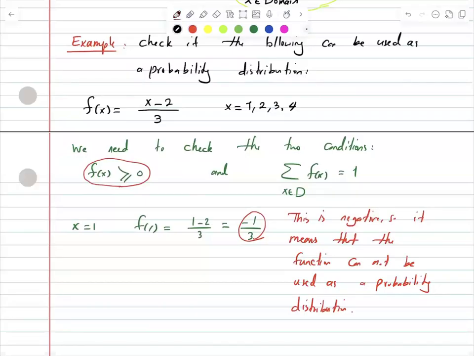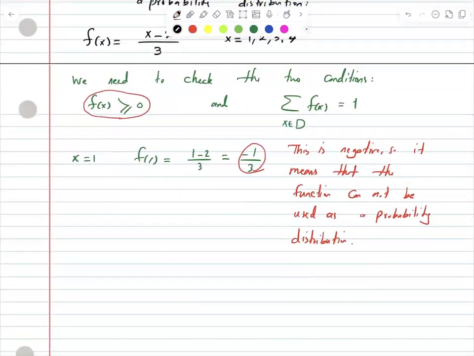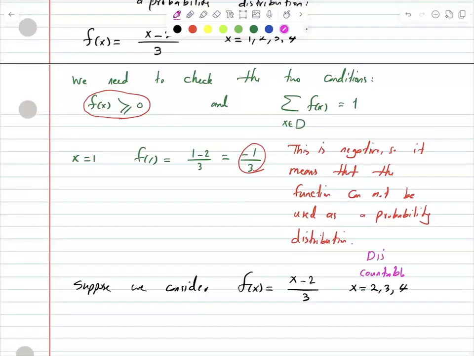Now suppose we consider f of x to be the same function, x minus 2 divided by 3, and x is 2, 3, and 4. These are discrete values. You can basically count them. These are all countable, so they are discrete. No doubt there. So let us begin.